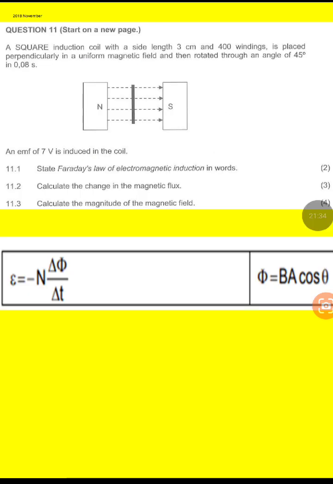Right, let's look at this question here. A square induction coil with a side length of 3 centimeters and 400 windings is placed perpendicularly in a uniform magnetic field, then rotated through an angle of 45 degrees in 0.08 seconds. The EMF that is induced is... state Faraday's law. So you should be able to state Faraday's law.